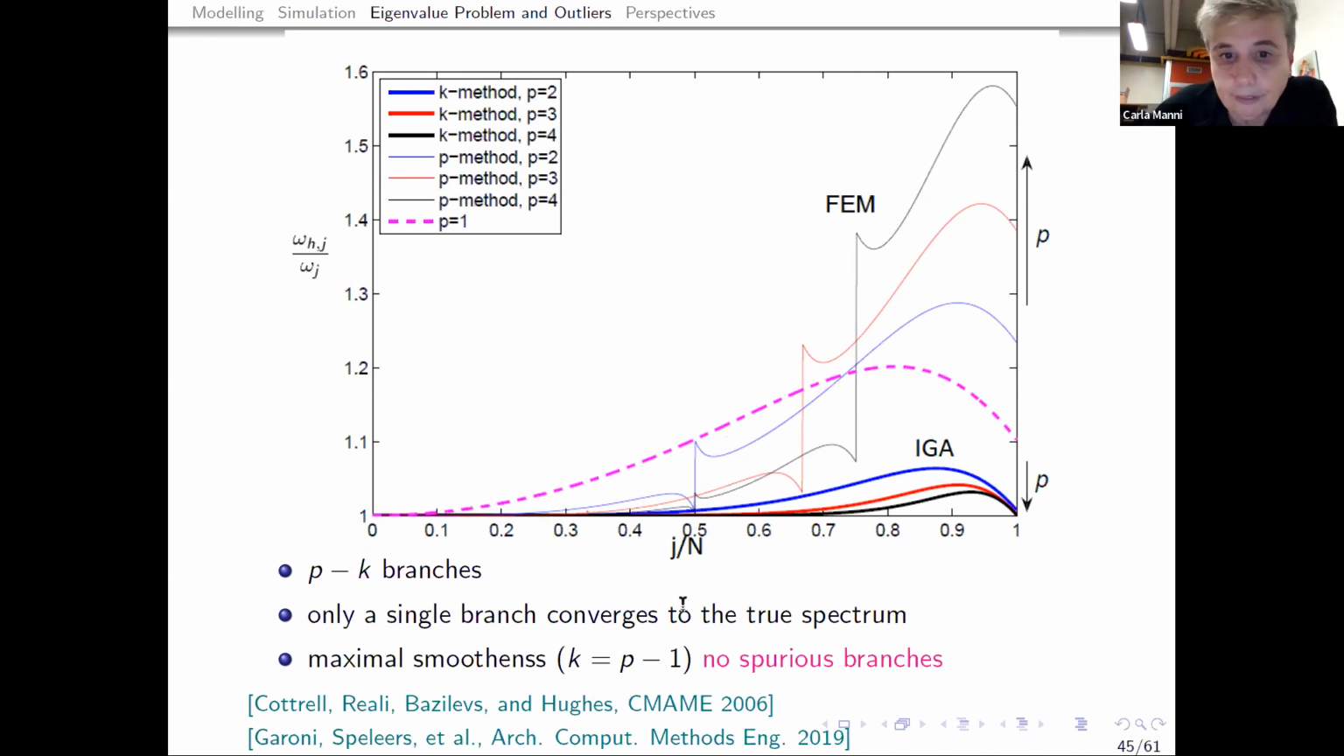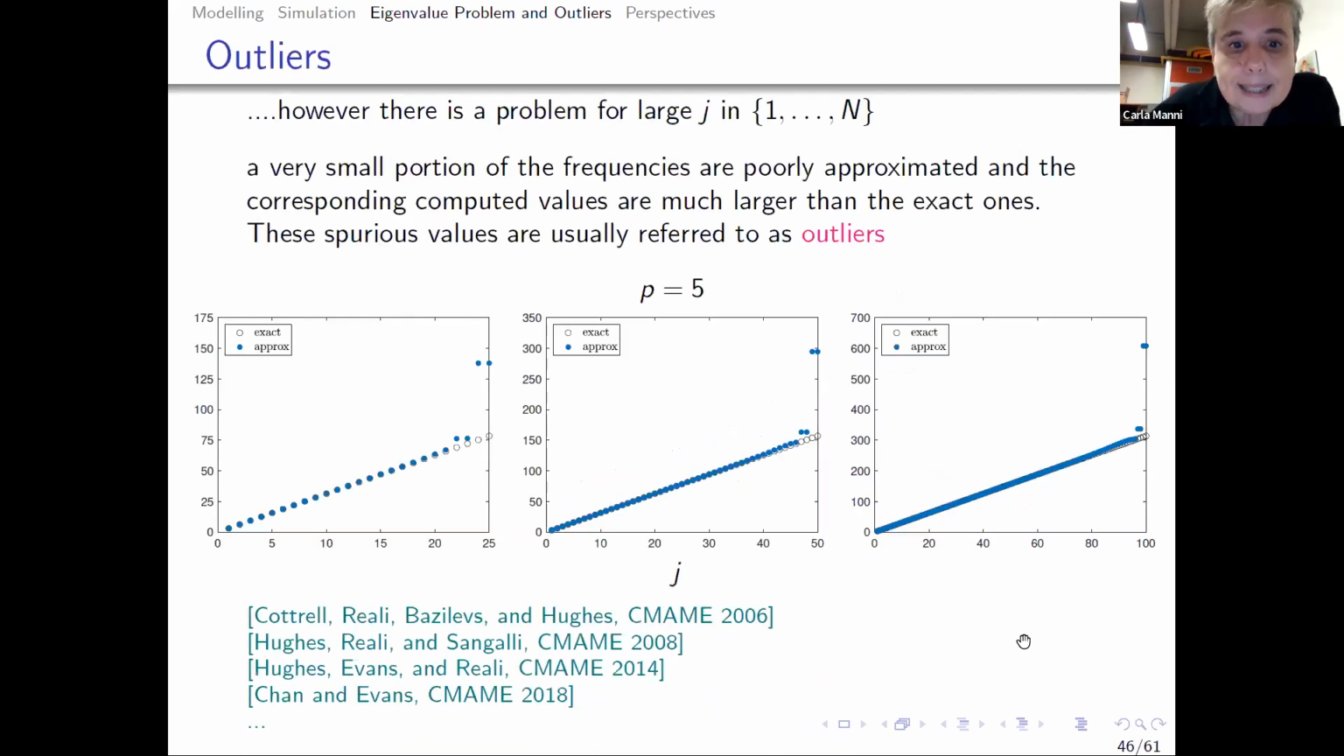P is the degree, k is the smoothness. So if you are in the case k equals zero, the standard FEM, you have p branches. And as an example here, you see this blue line is the case p equal two for the FEM. And you see, this is very good, but this is not good at all. And this is why higher order finite element methods are not so inspiring for approximation of the eigenvalues and the eigenfunctions. On the other hand, and here the smoothness plays a role, if you consider maximal smoothness, so k is p minus one, then you have just one branch. And here is what you see. You see the thick line.